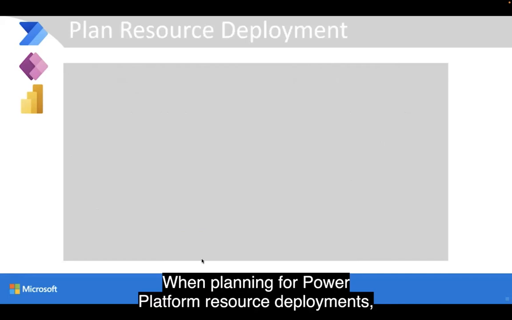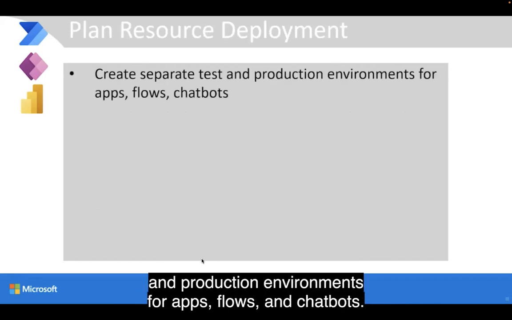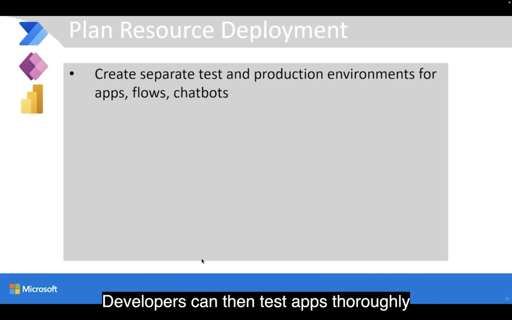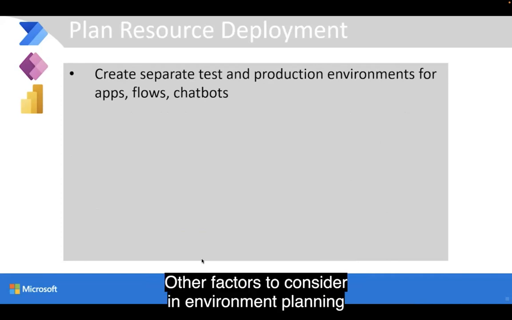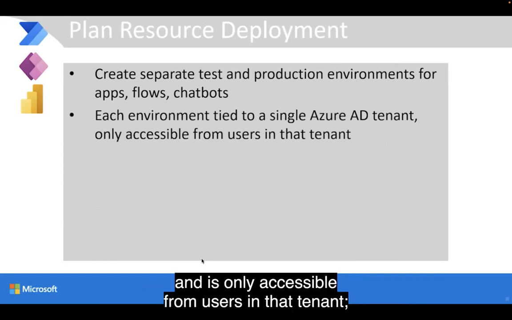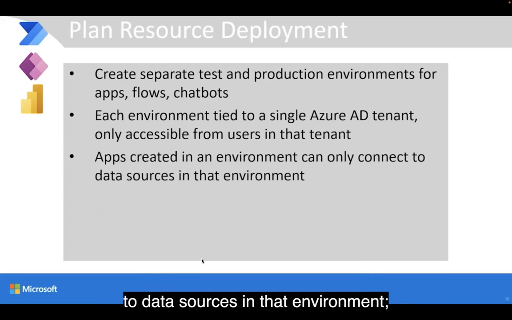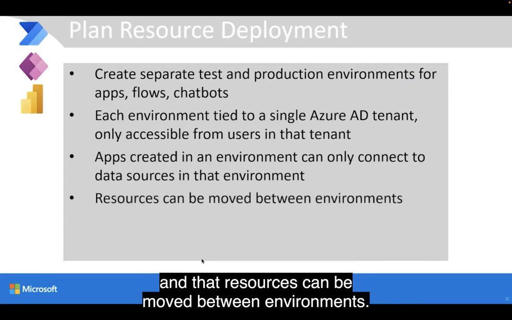When planning for Power Platform resource deployments, it's strongly recommended that you create separate test and production environments for apps, flows, and chatbots. Developers can then test apps thoroughly before releasing them. Other factors to consider in environment planning include the fact that each environment is tied to a single Azure AD tenant and is only accessible from users in that tenant, and that apps created in an environment can only connect to data sources in that environment, and that resources can be moved between environments.